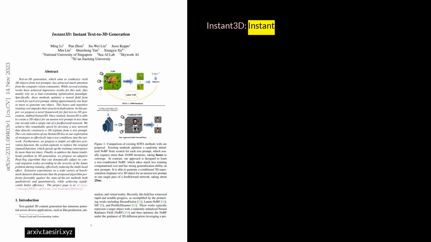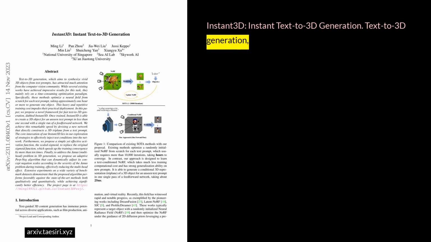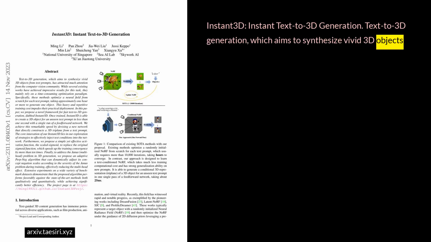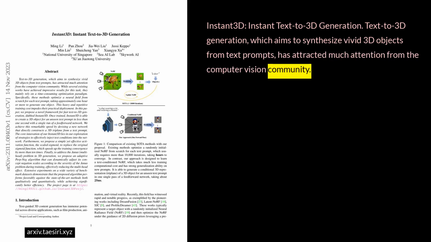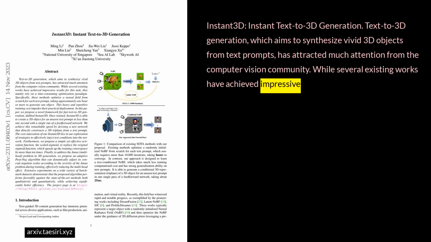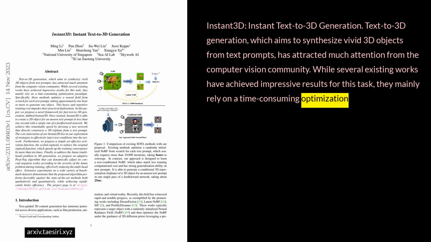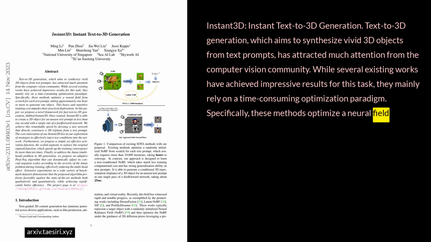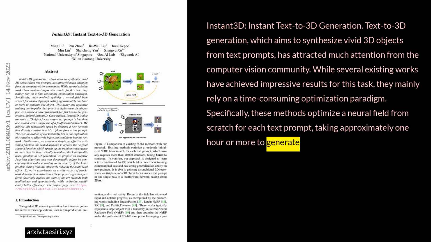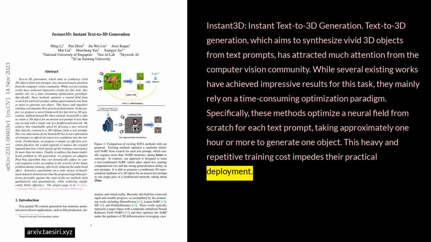Instant3D: Instant Text-to-3D Generation. Text-to-3D generation, which aims to synthesize vivid 3D objects from text prompts, has attracted much attention from the computer vision community. While several existing works have achieved impressive results for this task, they mainly rely on a time-consuming optimization paradigm. Specifically, these methods optimize a neural field from scratch for each text prompt, taking approximately 1 hour or more to generate one object. This heavy and repetitive training cost impedes their practical deployment.